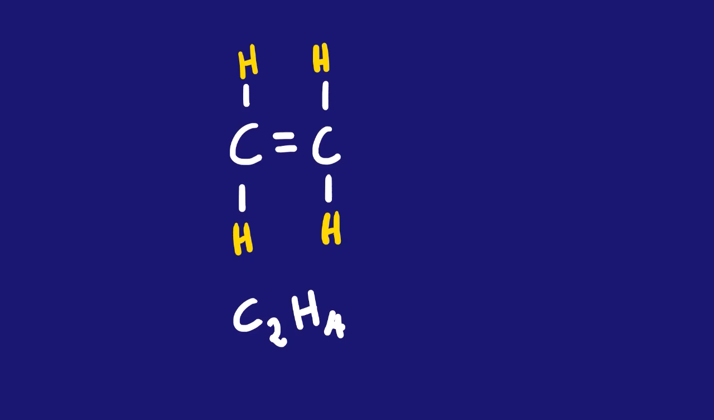Now looking at case number 3, we can still have 2 carbons, then, let us use a different color, hydrogen. Looking at the electrons, we have 1, 2, 3, 4, 5, 6, 7, 8.